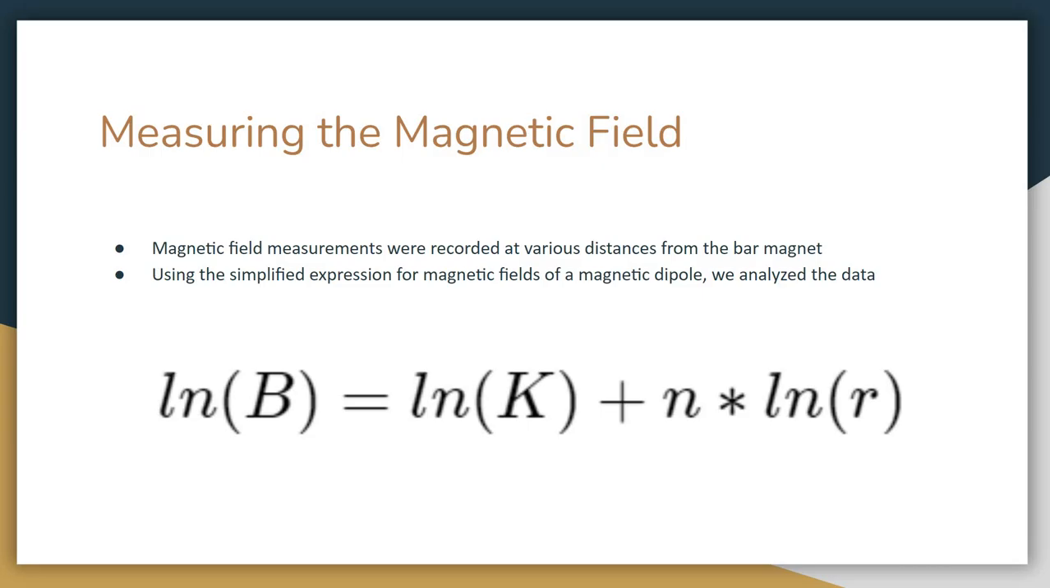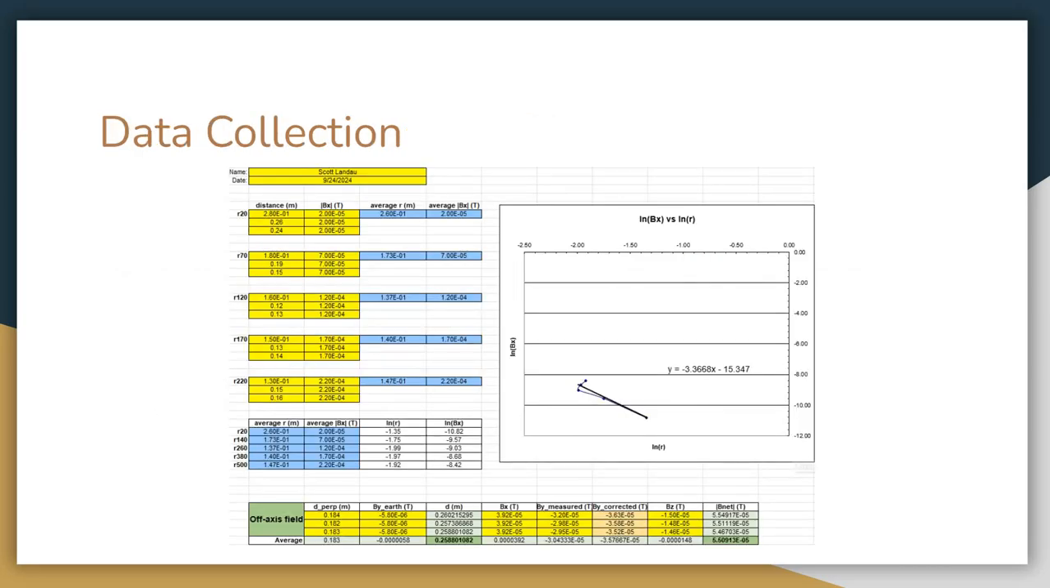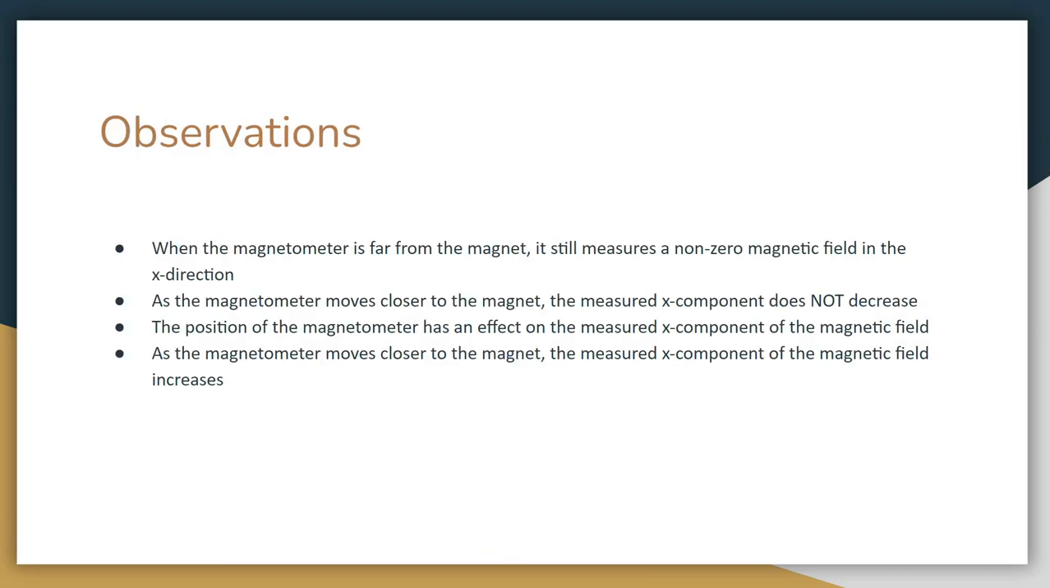the magnetic field measurements were found at different distances away from the bar magnet. And then using the expression for magnetic fields of a magnetic dipole, we analyzed the data in the formula shown below. And here's the data that we found. You can see the logarithmic graph of the magnetic field and the distance.